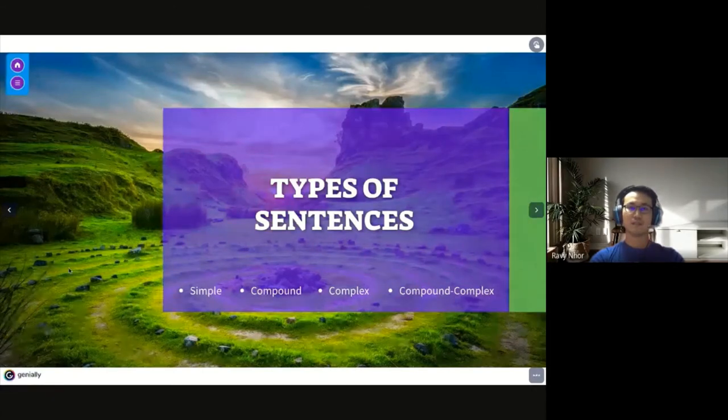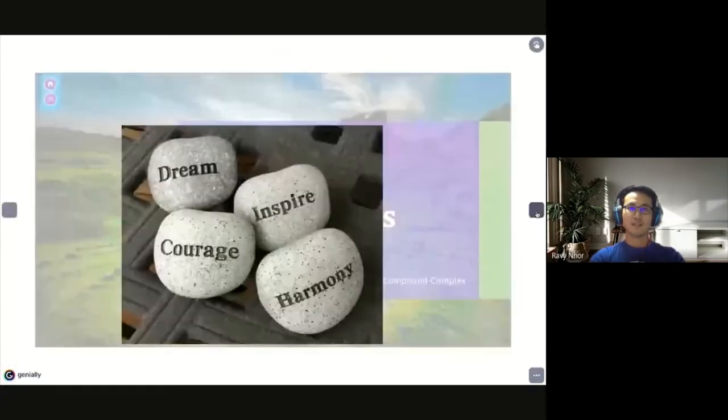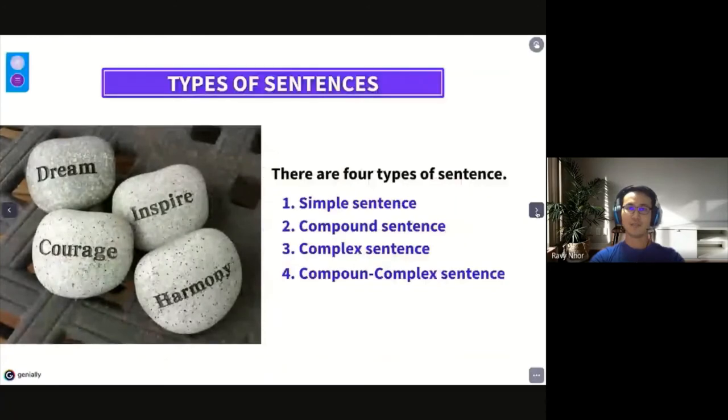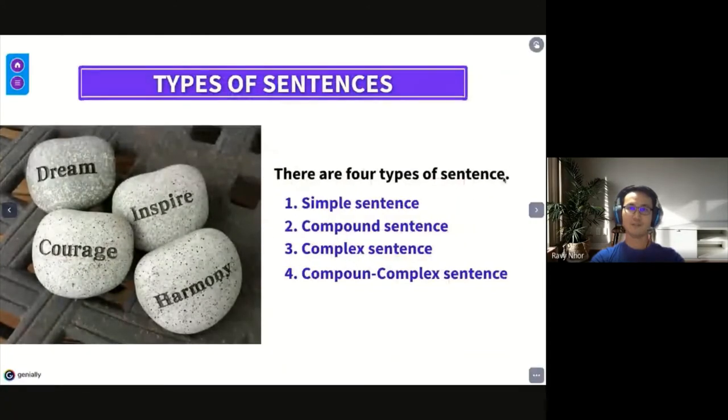Do you know what is simple? Do you know the formula, or can you write simple sentence, compound sentence, complex sentence, and compound-complex? Yeah. Let's see. There are four types of sentences: simple, compound sentence, complex sentence, and compound-complex.